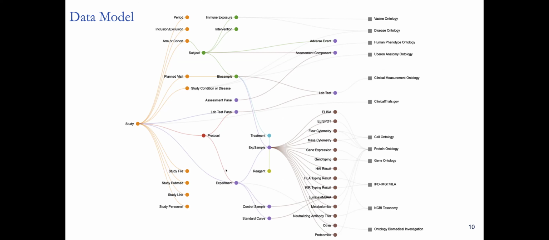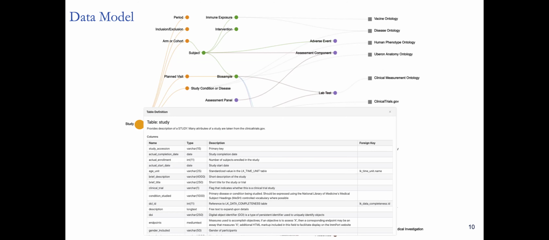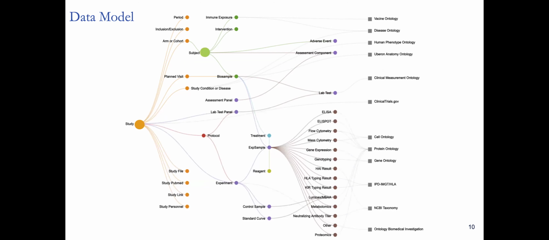We also store the protocol. So if you're looking for data transparency, how the data was generated, we also have associated protocols curated for each study. And then we implement various ontologies for data standardization. Here are some examples. Here is the table for a study with attributes about the study. It's pretty detailed and comprehensive in terms of data capture.